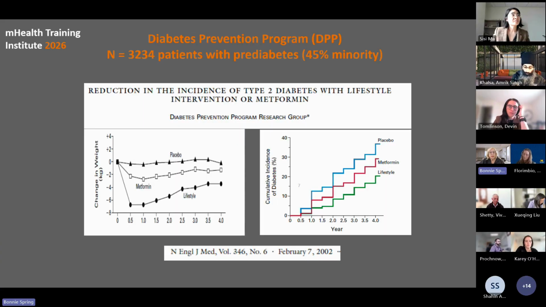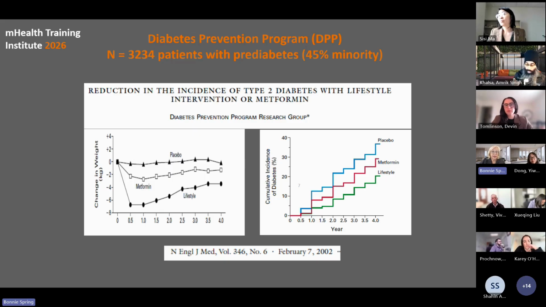Here are the results. There were 3,234 patients in this trial. They all had prediabetes. It was a really nice representative sample, 45% minority. And what you see is that there were 3 conditions in this randomized controlled trial. There was the lifestyle condition, a behavioral intervention in which they were basically producing weight loss behaviorally without any drugs. There was a drug that is classic. It's standard of care for patients with prediabetes, actually for patients with diabetes, but it's metformin, and it increases insulin sensitivity. And then there was a placebo. There was an inert compound that was pretending to be a drug.